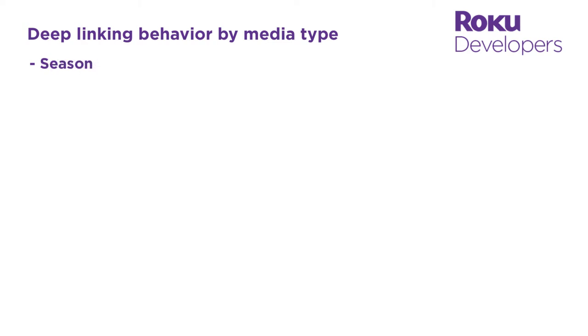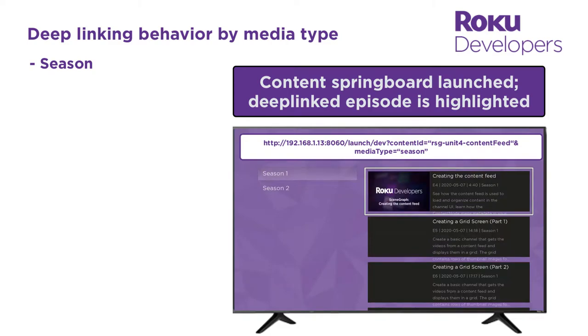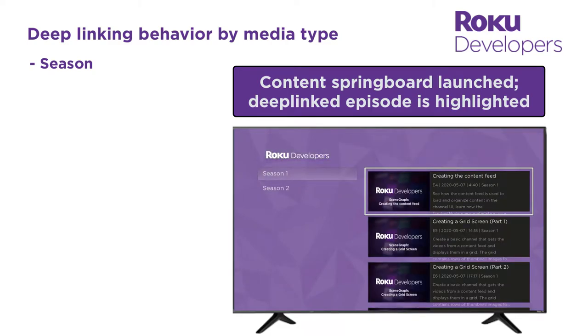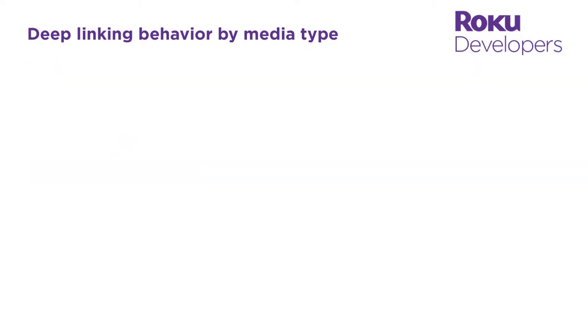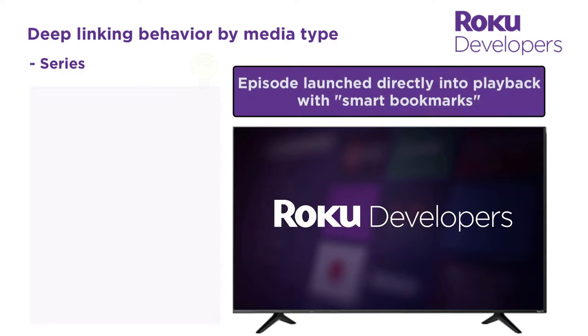If the season media type is passed into the deep link, the channel launches a content springboard that displays episodes organized by season. The episode corresponding to the content specified in the deep link is highlighted. The season media type is typically set in deep links from Roku Search and Roku home screen banner ads. For the series media type, the deep link launches the most appropriate episode into direct playback using smart bookmarks.